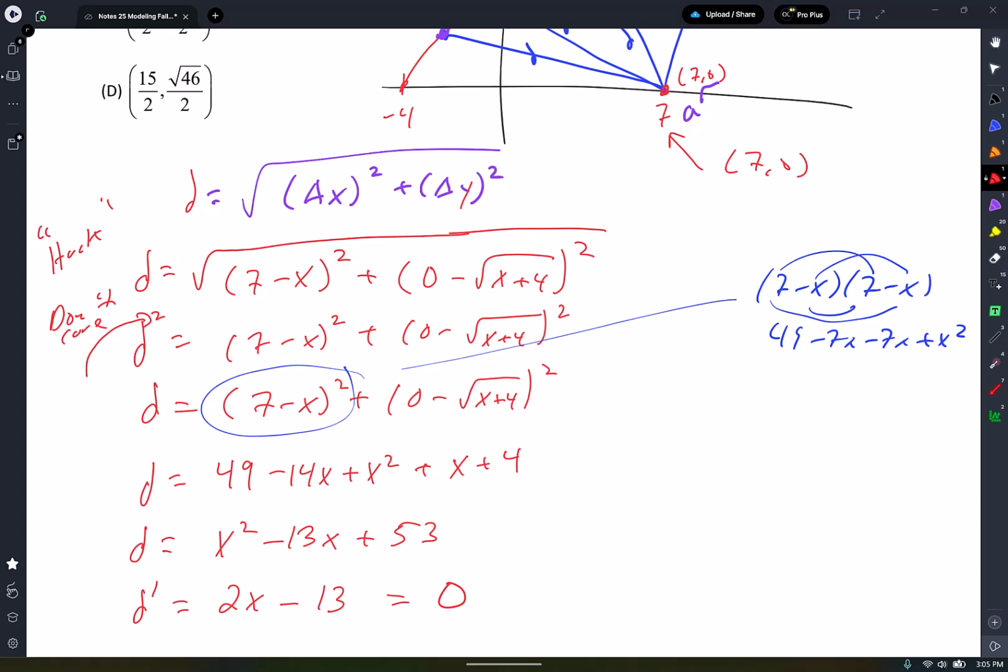And if d prime changes from negative to positive, that means d has a minimum. Does that make sense?